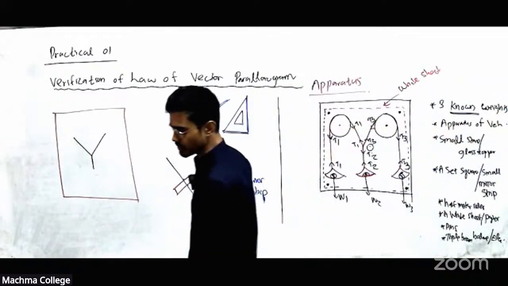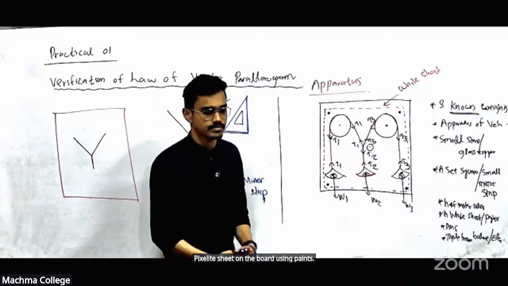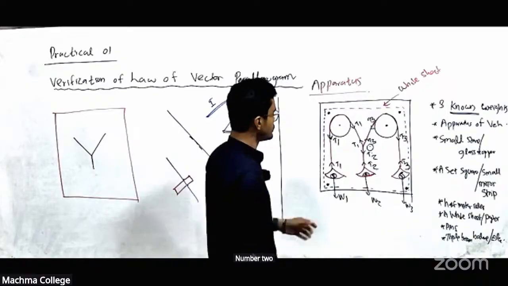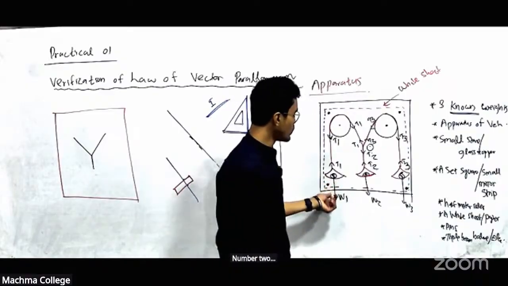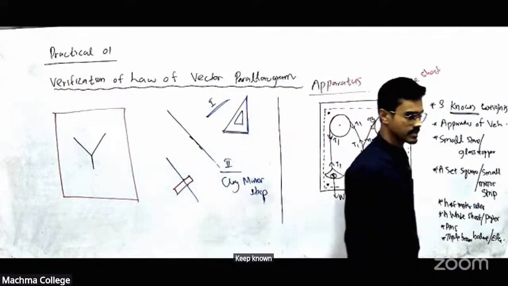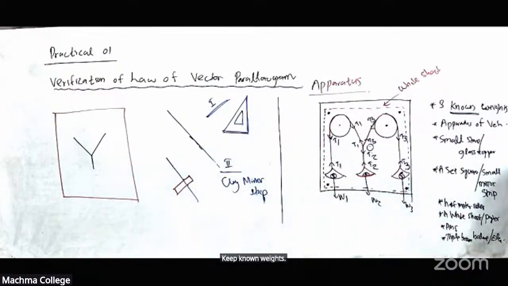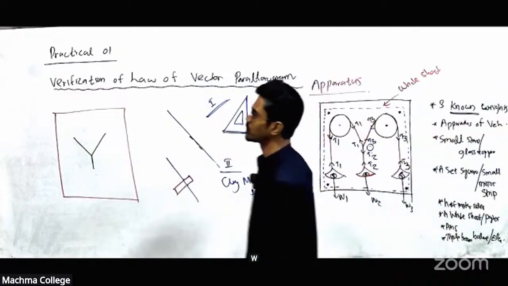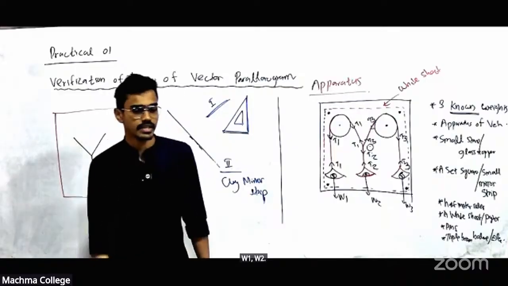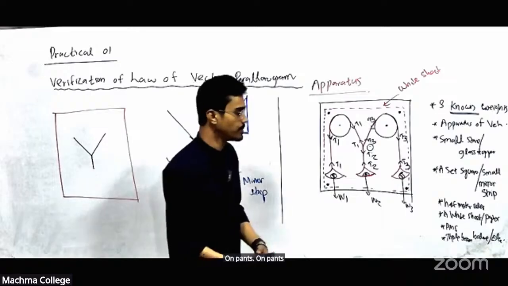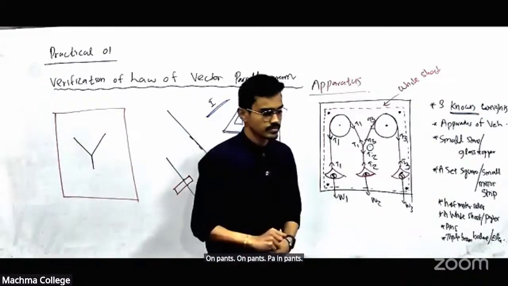Fixed white sheet onto the board using pins. And number two, keep known weights W1, W2 and W3 on pans.